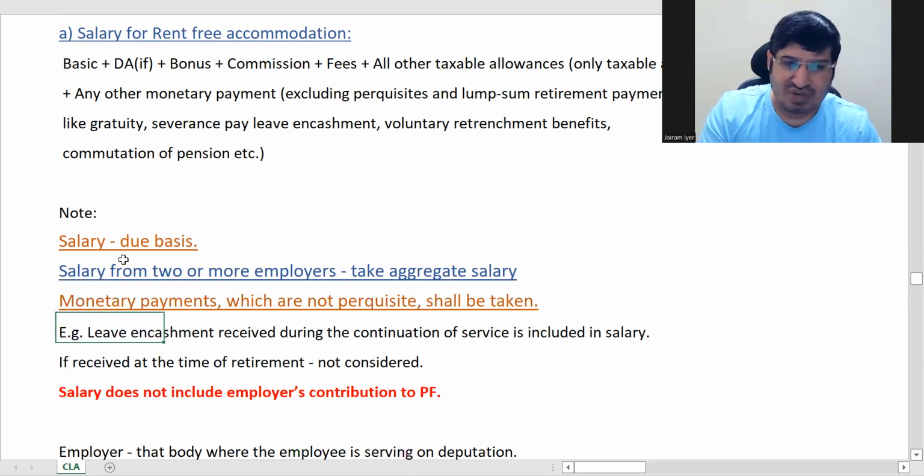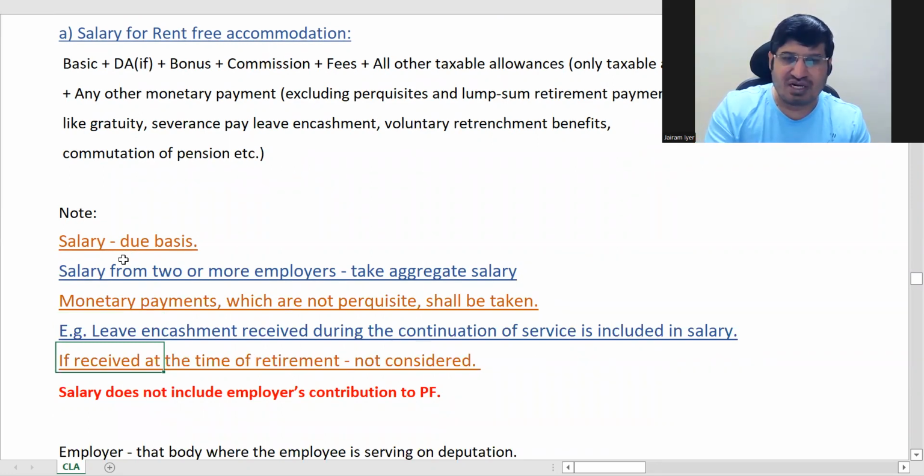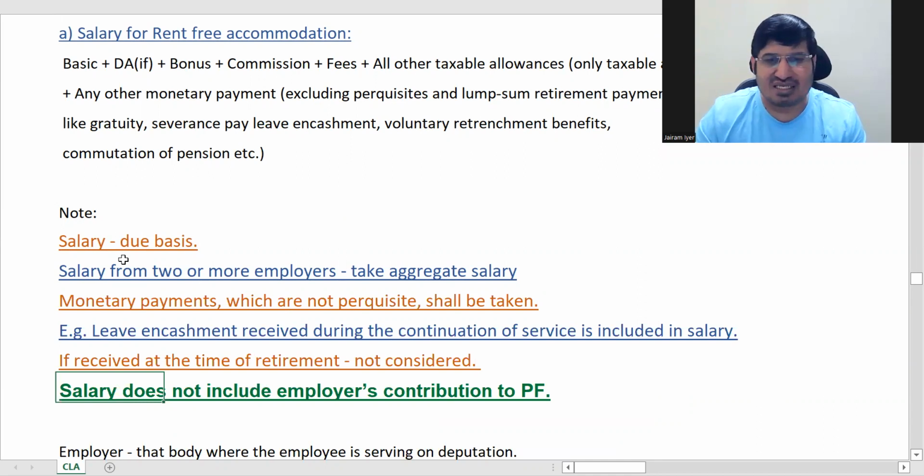Now, next part is leave encashment during continuation of service. See, leave encashment is a retirement benefit. But if you are taking it during continuation of service, it is not a retirement benefit. So you will take it. Okay. If received at the time of retirement, then you won't take it. One point in red, just remember that your salary does not include employer's contribution to PF. This one thing is excluded. Okay, apart from whatever is given here, just exclude this also. Employer's contribution to PF.